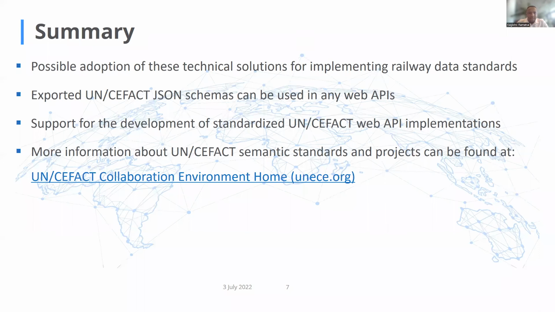In closing of this very brief presentation about JSON API specification, the aim is to have the possibility of adopting these technical solutions for implementing them in the rail data standards, among other standards and among other domains within the UN/CEFACT. And also to have the exported UN/CEFACT JSON schemas to be used in any web APIs that are available out there.